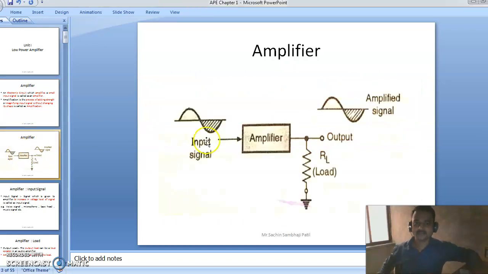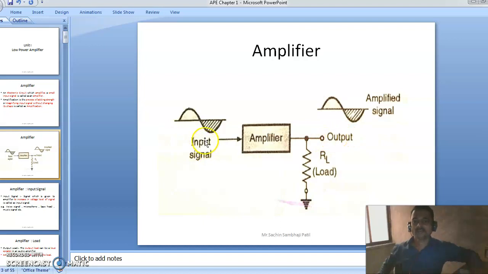So we can see in this figure, this is the block diagram of the amplifier. The input signal is given here. This is the amplifier block. This is the load resistor RL connected here, and we are getting the output.